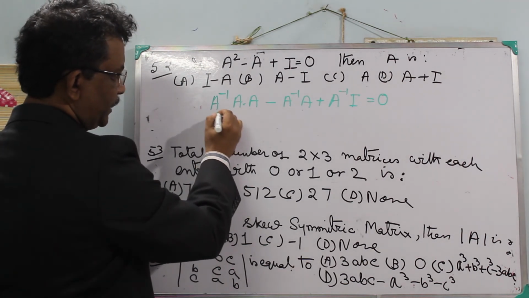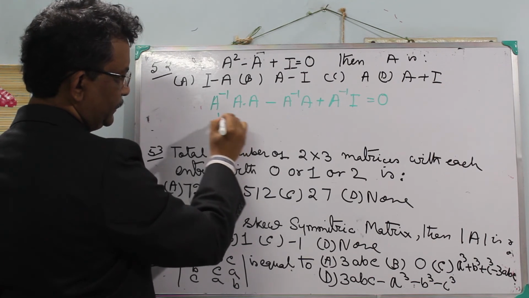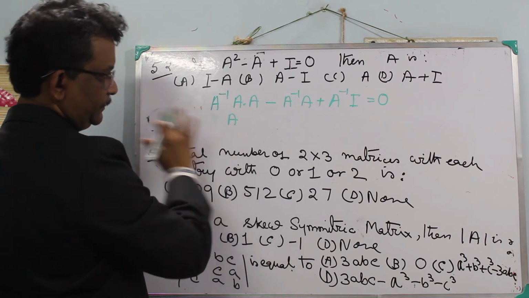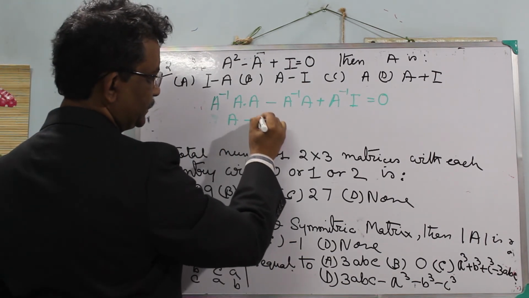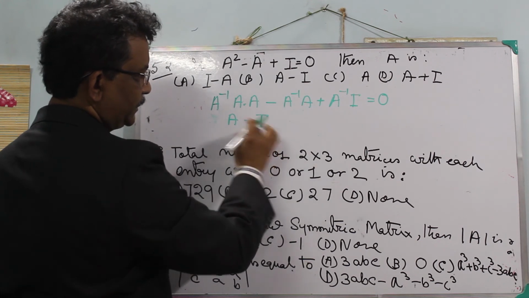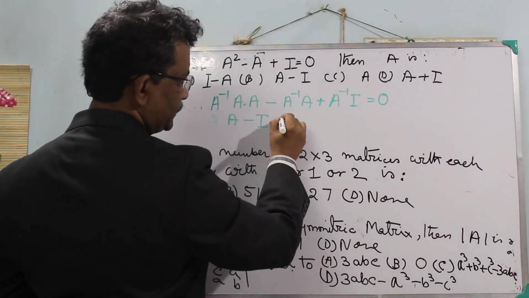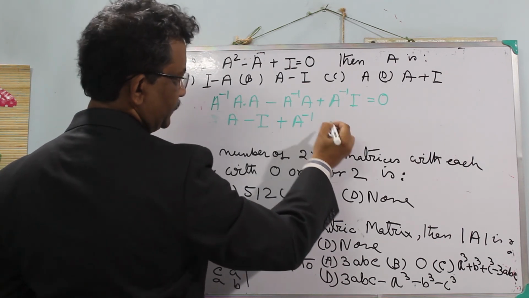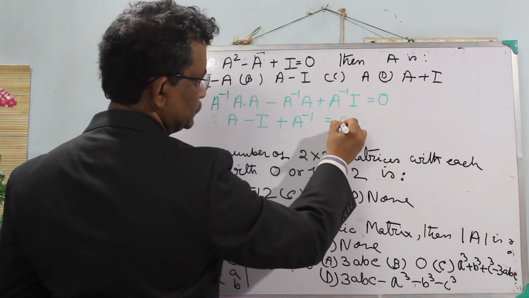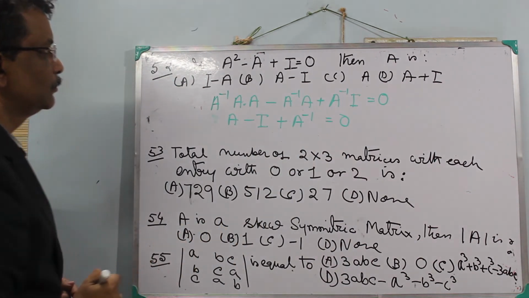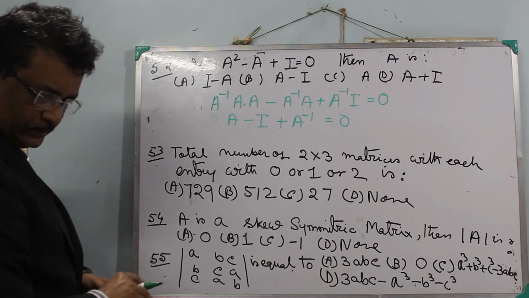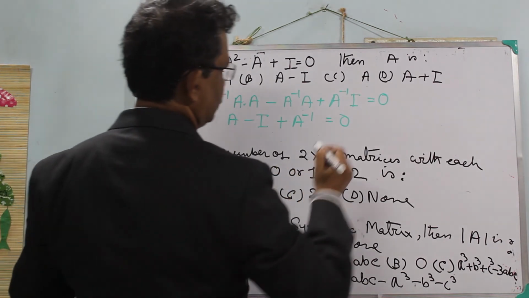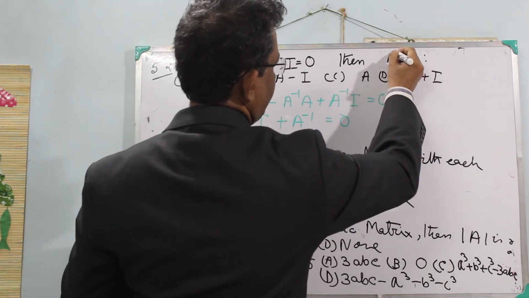So A into A inverse is I, into A. I, meaning identity matrix, into A. So identity matrix into A means A. This is minus identity into A, and plus A inverse into identity is equal to A inverse, equal to 0. So sorry, there is a mistake in the problem. A inverse equal to.